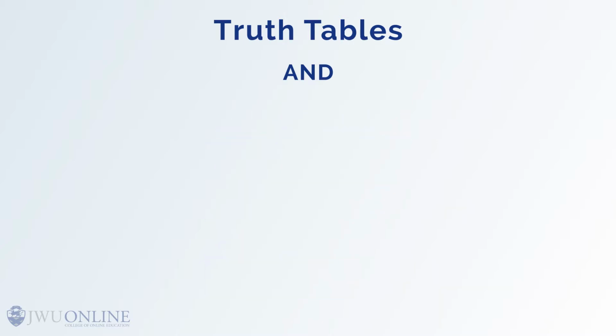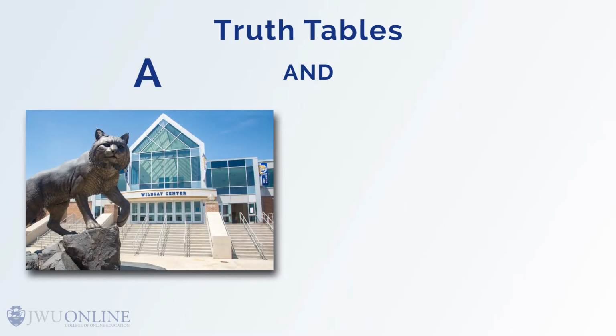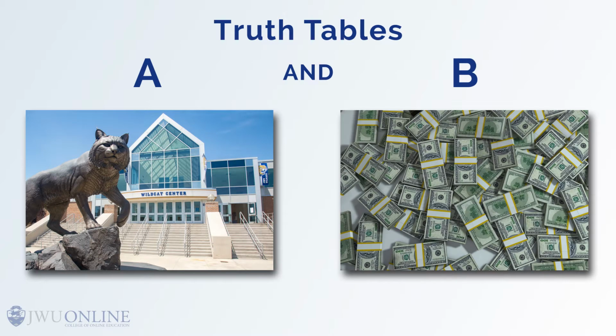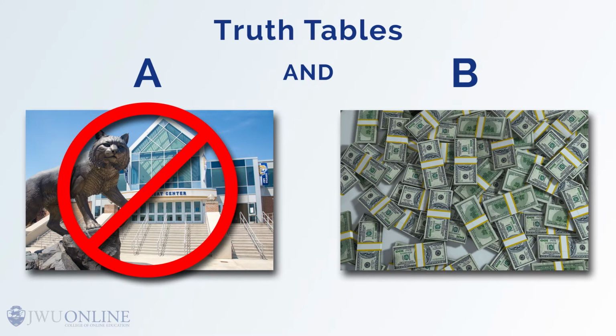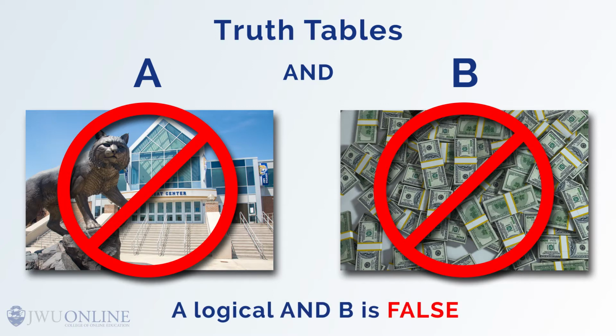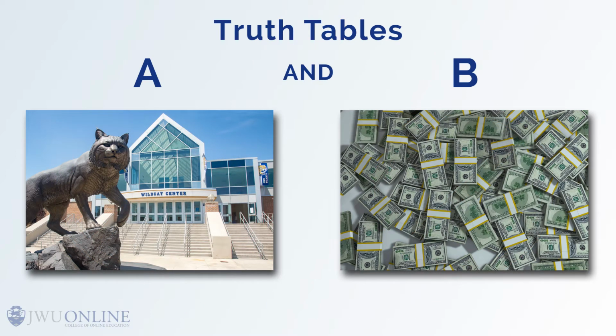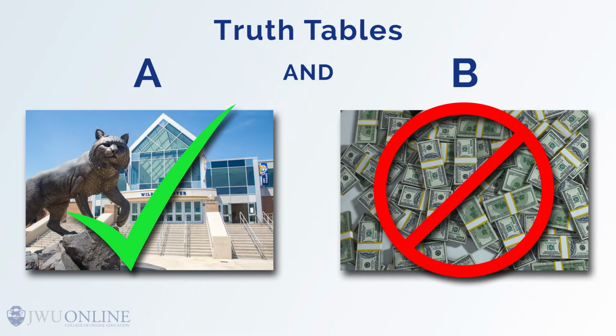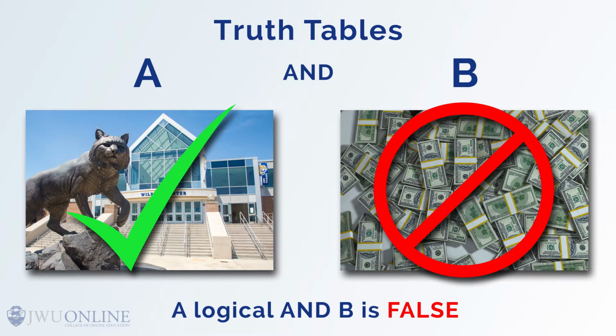Let's take an example. Say A is that you are accepted to Johnson & Wales University, and B is you have access to money to pay for it. So your own money, loans, scholarships, whatever. Let's then examine our truth table. If you are not accepted, or A is false, and you have no money, B is false, then you cannot attend school. A logical AND B is false. If, however, you are accepted, A is true, and you have no money, B is false, then you cannot attend school because A logical AND B is false.